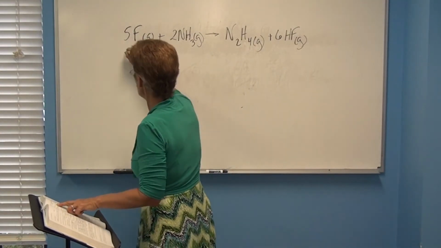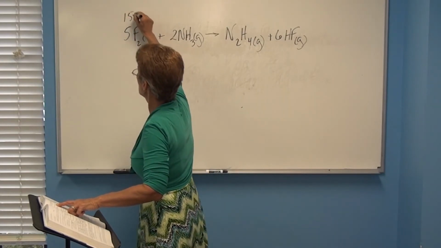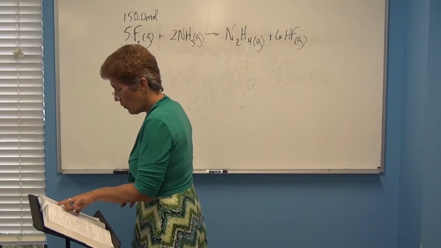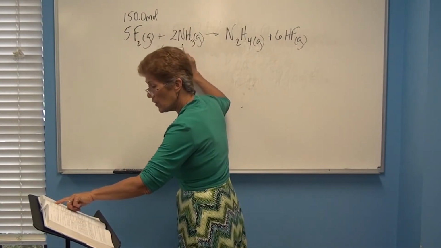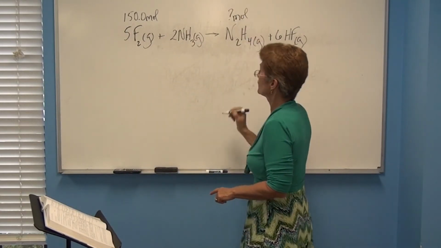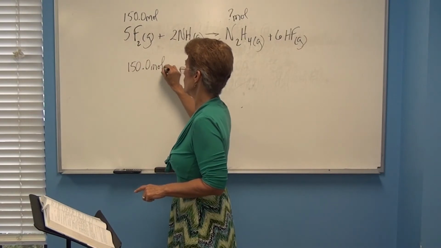Now, we were given 150, and I'm going to put it over it so that we have more room to work. We have 150 moles of that. We have excess of this. We need to know how many moles of this we are going to make. So we start where we have numbers, and we're going to drive to where we have a question mark.